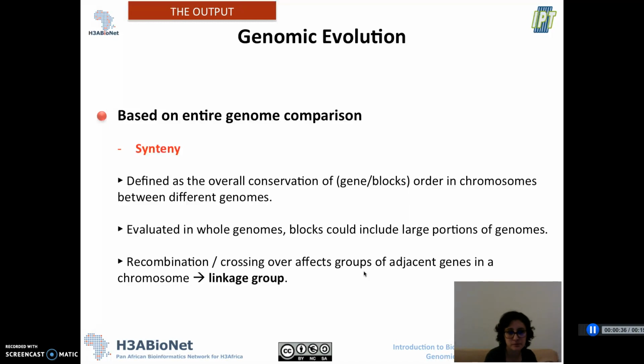the genome. In fact, this is due to the fact that a recombination or a crossing over could affect groups of adjacent genes in a chromosome, and this helps define this group of genes being on the same chromosome, which is what we call a linkage group.